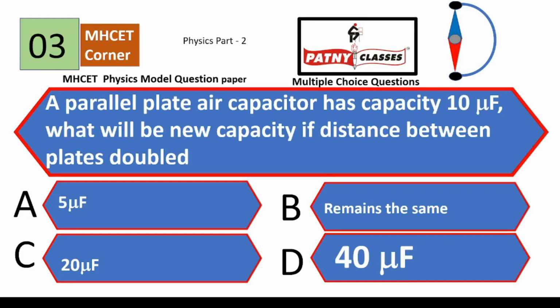Question number 3. A parallel plate air capacitor has capacity 10 microfarads. What will be the new capacity if the distance between plates is doubled? Option A, 5 microfarad. Option B, remains the same. Option C, 20 microfarad. Option D, 40 microfarad.